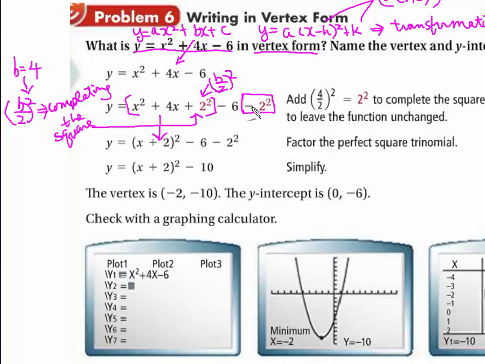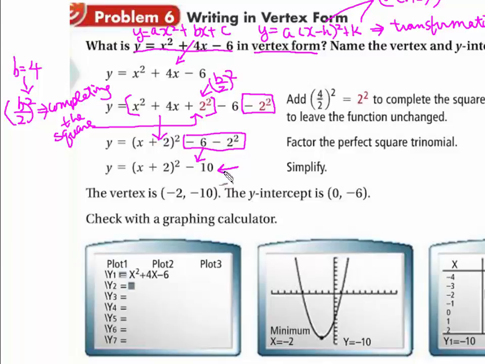Because plus 4 minus 4 equals 0, and it goes back to the original equation, x squared plus 4x minus 6. The reason we add 2 squared is because we want to make it a perfect square. Now we simplify this and we get negative 10.